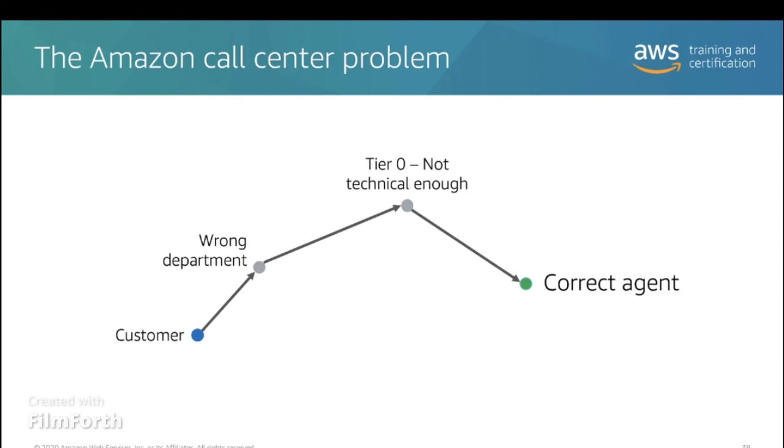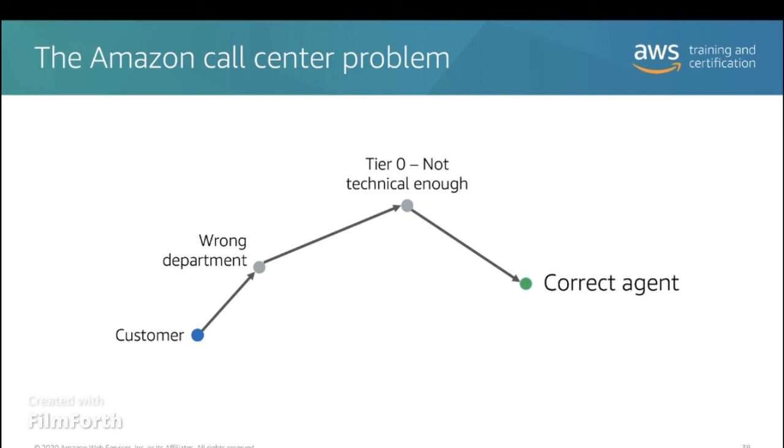The Amazon call center problem. Several years ago, Amazon needed to improve the way it routed customer service calls, so it looked to machine learning for help. The original routing system worked something like this. A customer would call in and was greeted by a menu. Press 1 for returns, press 2 for Kindle, press 3 for, well, you get the idea. The customer would then make a selection and be sent to an agent who would be trained in the right skills to help the customer.